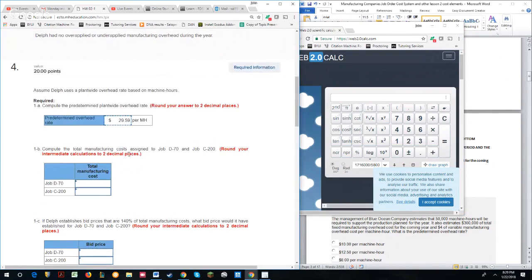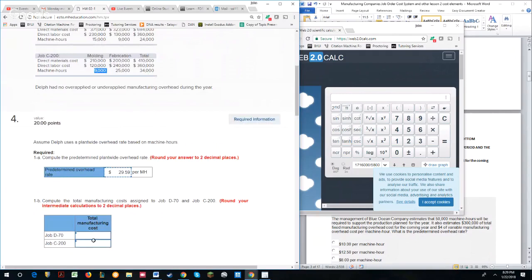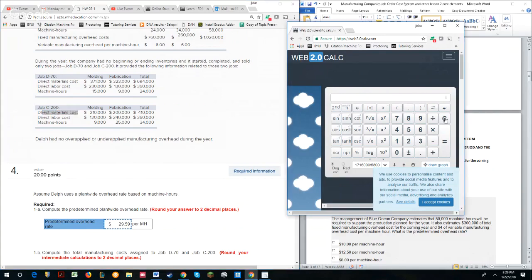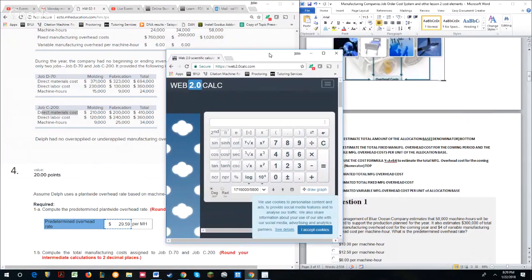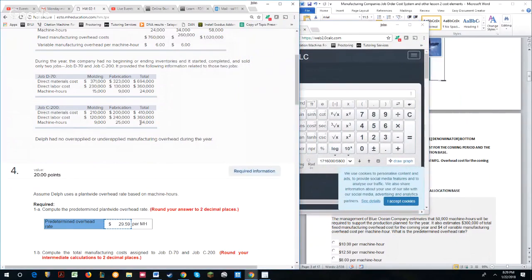All right. Compute the total manufacturing costs assigned to both jobs. So this is the actual numbers now. Manufacturer's costs for each job. And so manufacturer's costs are all three: variable, fixed, direct labor, material. Okay, so machine hours.